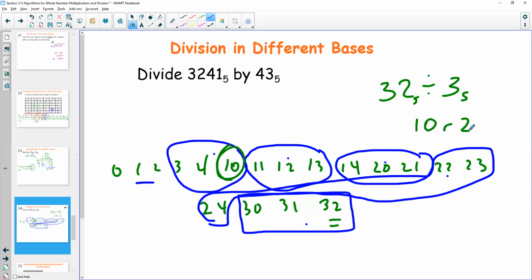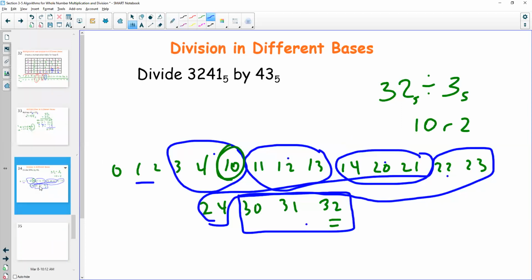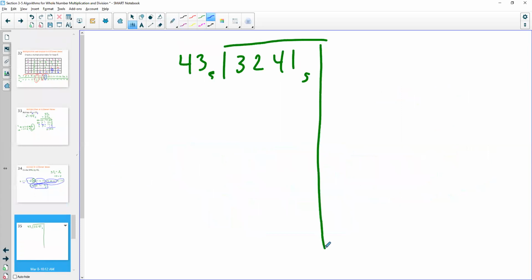But when they're bigger, we still use our same algorithms. Okay? So I'm going to make myself a new page to do this one. 3241 divided by 43. Okay. So let's think about it in tens, right? But we have to calculate in base 5. We still think about it. I still can take away groups.